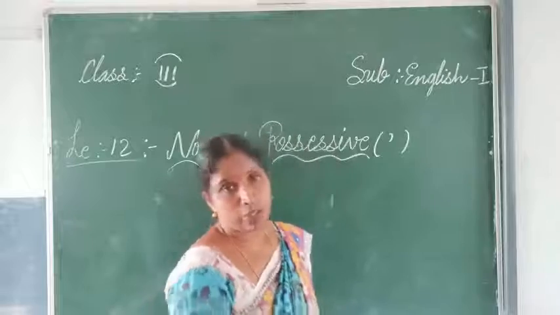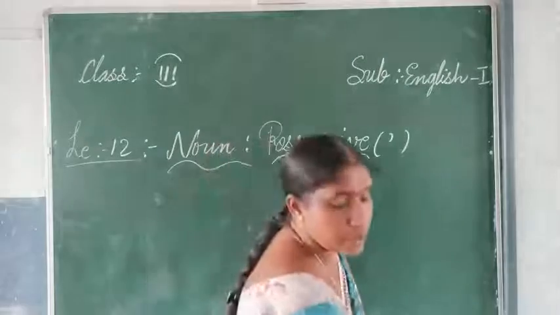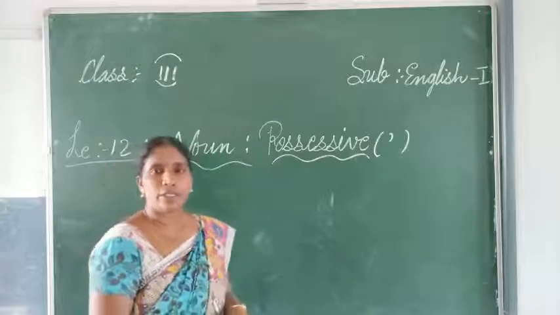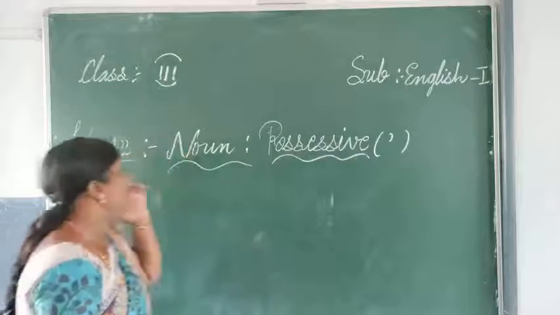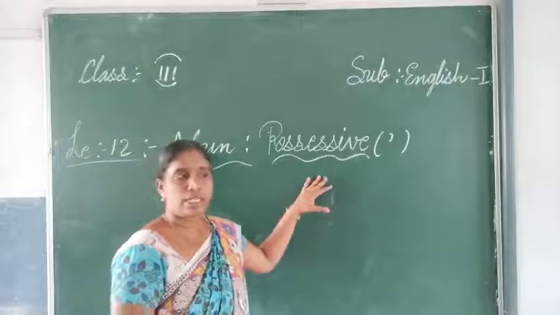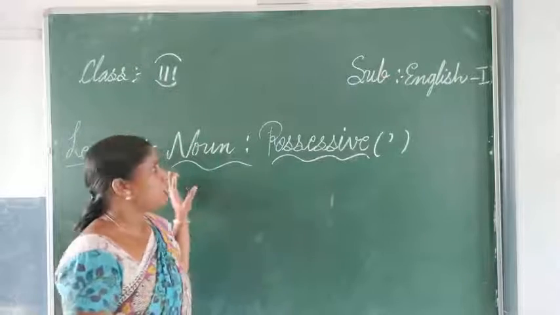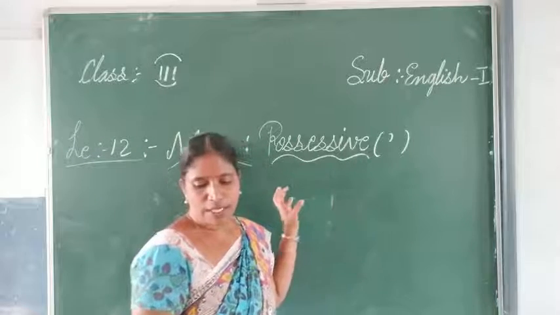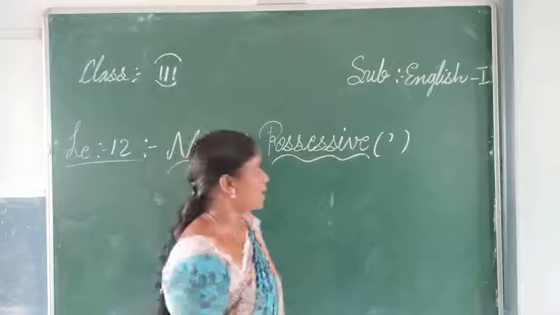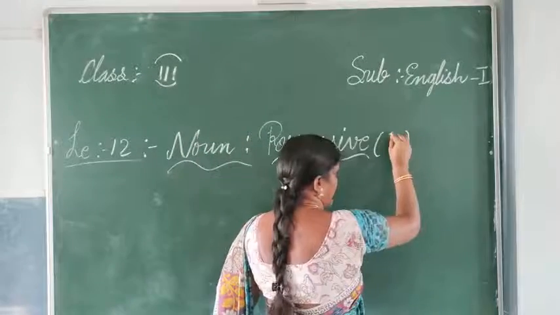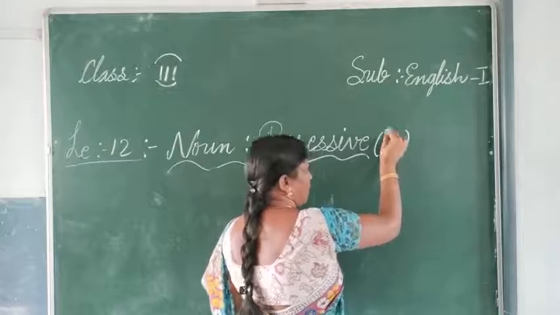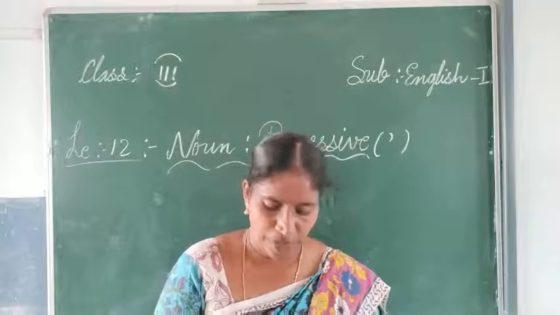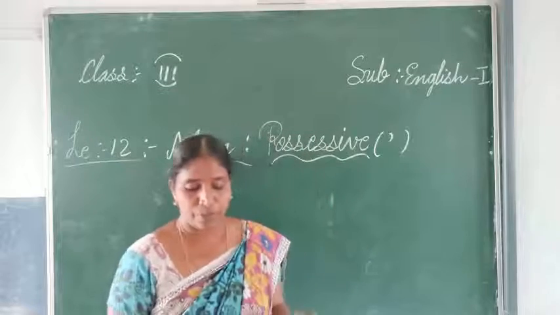Now, let us go to the new topic today. What is our new topic for third students English first? What we are seeing, my dear children? Noun possessive. What is that? Noun possessive is our lesson name. What is the meaning of noun possessive? And I have given one bracket and I kept one symbol. What is this symbol? If you have seen it in the previous class, you will remember.